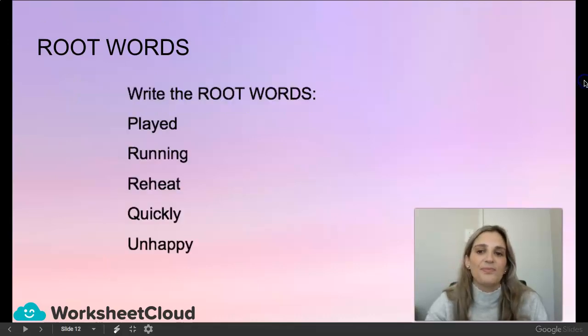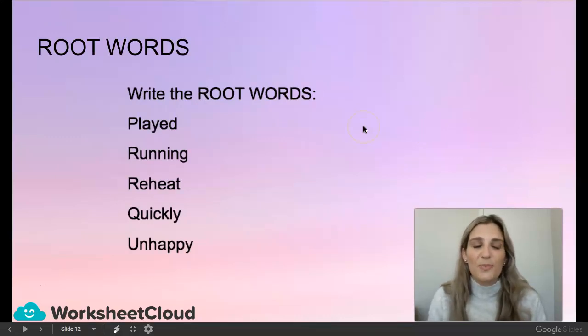Please grab that piece of paper or the notebook for me. I'd like you to identify the root words in the following examples. Played, running, reheat, quickly, and unhappy. So you can pause the screen so that you can write the root words down for me.